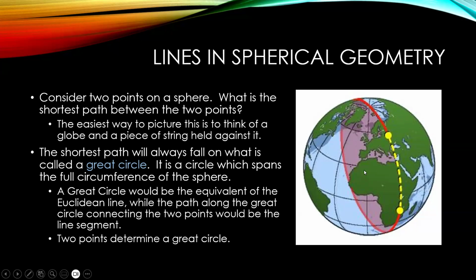If we were to measure the radius from the center out, this is going to give you a full revolution of the globe. And so a great circle would be the equivalent of the Euclidean line, while the path along the great circle connecting the 2 points would be the line segment. 2 points determine a great circle. And if we were to cut a line across the great circle, we would divide the globe into 2 equal pieces. That's how a great circle works.